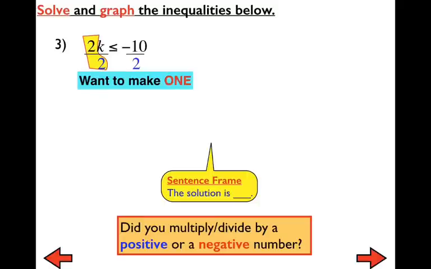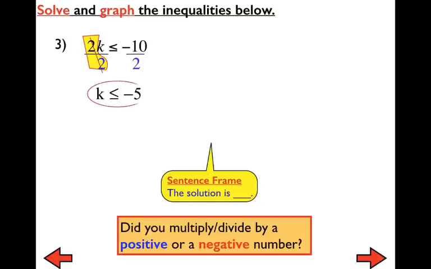The check is making sure that we made 1 right there. 2 over 2 is 1. And we end up with a solution of k is less than or equal to negative 5. The graph is a closed circle over negative 5 with an arrow going to the left. Everybody pause this flipped lesson and try number 4.